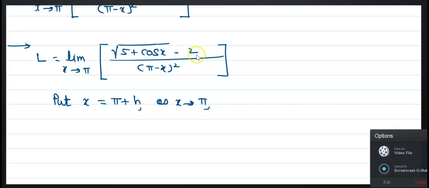2 minus 2 is 0. And again in the denominator, pi minus pi is also 0. That is a 0 upon 0 form, and that's why it is an indeterminate form. And that's why we take the substitution. Always write this: x is equal to pi plus h. As x tends to pi, h tends to 0.